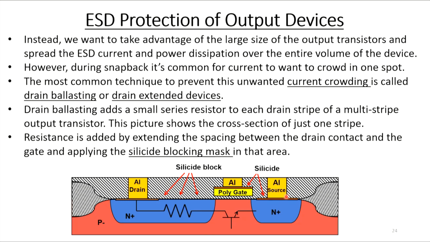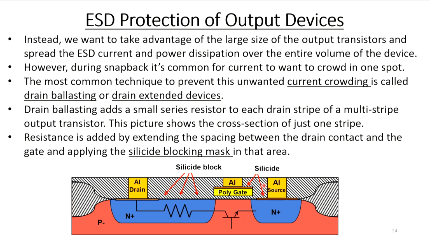So the most common technique we use to prevent this unwanted current crowding is called drain ballasting or drain extended devices. Drain ballasting adds a small resistor to every drain stripe of a multi-stripe output transistor. This slide down here shows how that's done just for one stripe. We'll talk about multiple stripes in the next slide. So normally, everything here would be symmetric.